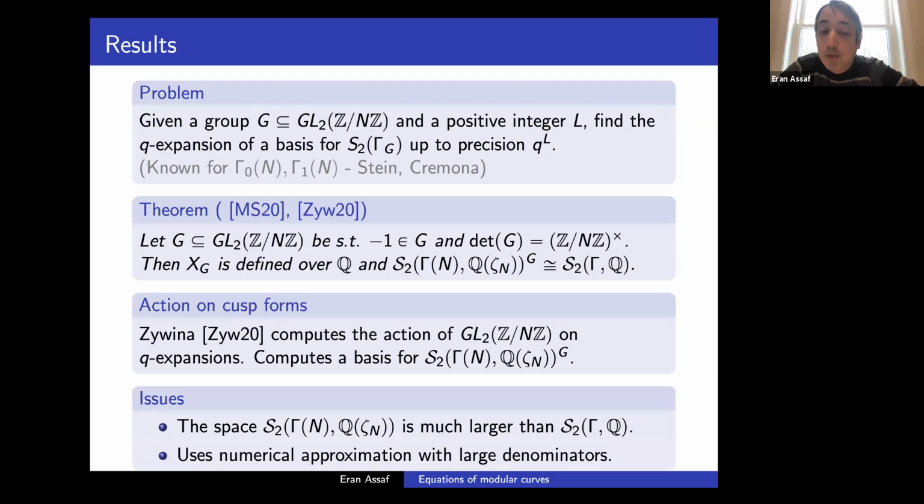There are two problems with this approach. First, the space here for the principal congruence subgroup over the cyclotomic field is much larger than our group. For example, if one looks at the non-split Cartan, this is of the size of N squared roughly, and this is of the size of N cubed. And it also uses numerical approximation with large denominators. It's really difficult to compute the action of one of the elements here, specifically (0 1; 1 0), on q-expansions.